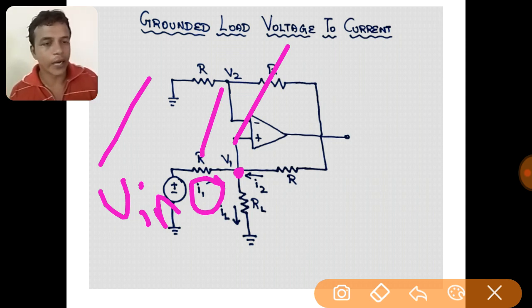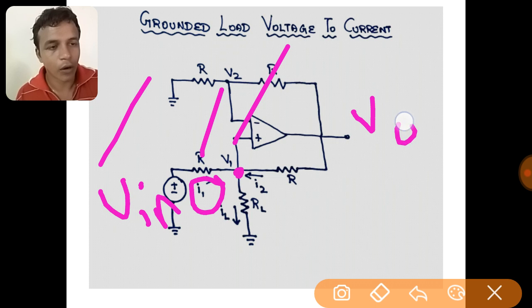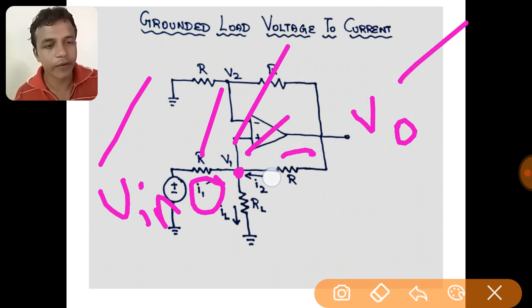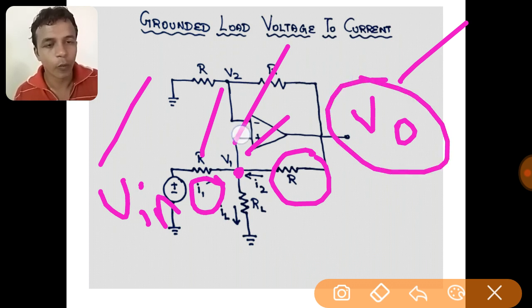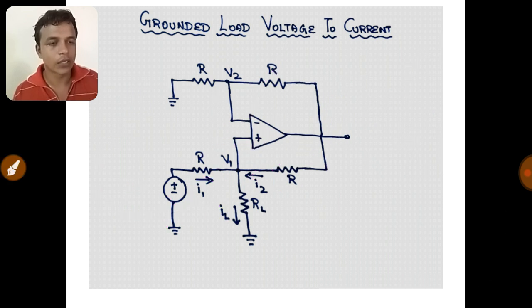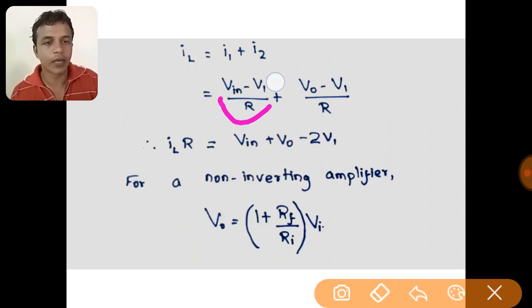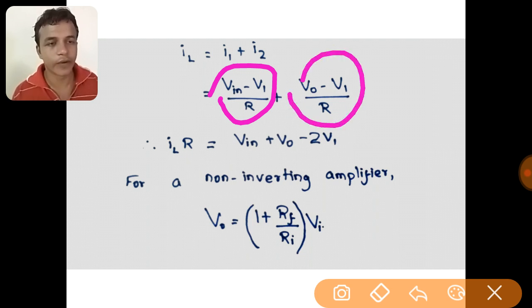Okay, for I2, how can we write? Here we have output voltage V0 and I2 is flowing in this direction. So we can write it as (V0 minus V1) divided by R. So I2 is equal to (V0 minus V1) divided by R. That is what we are writing here in this equation. I1 is equal to (V in minus V1) divided by R, whereas I2 is equal to (V0 minus V1) divided by R.